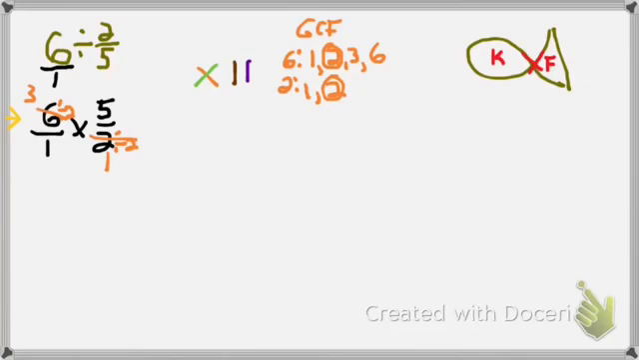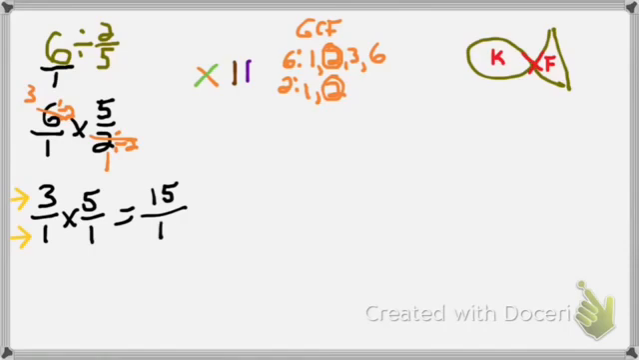So let's rewrite these fractions. I have 3 over 1 times 5 over 1, and I am ready to multiply. I say numerator times numerator, 3 times 5 equals 15. Then I say denominator times denominator, 1 times 1 equals 1. I have 15 over 1, and I know that's the same thing as 15. My answer is 15.